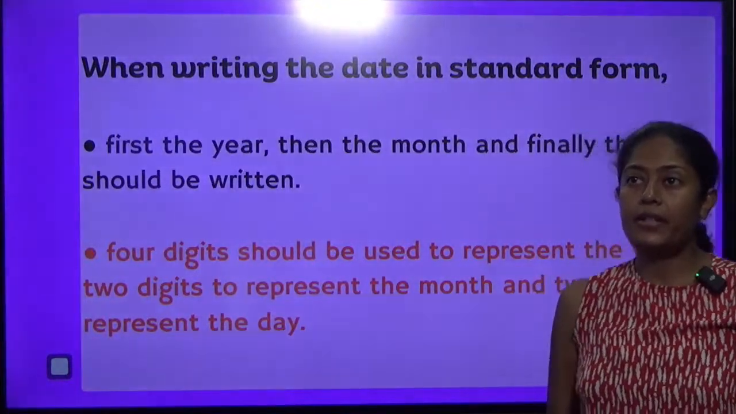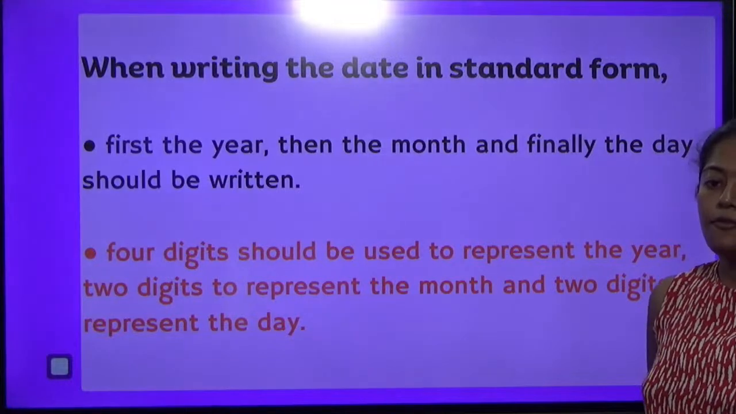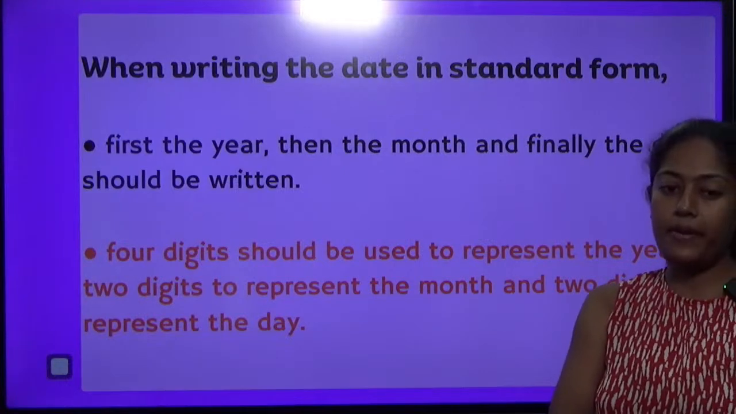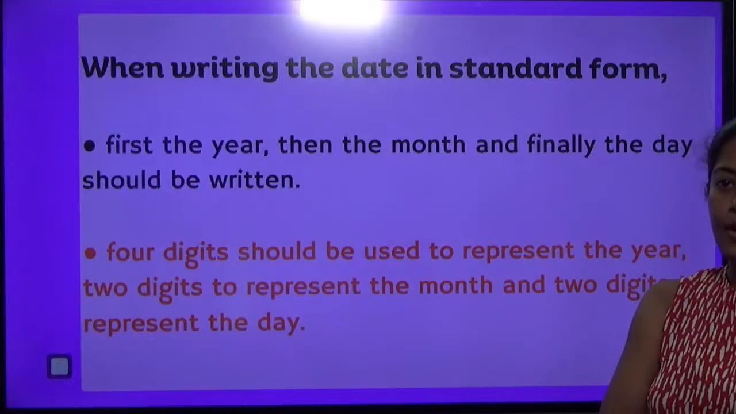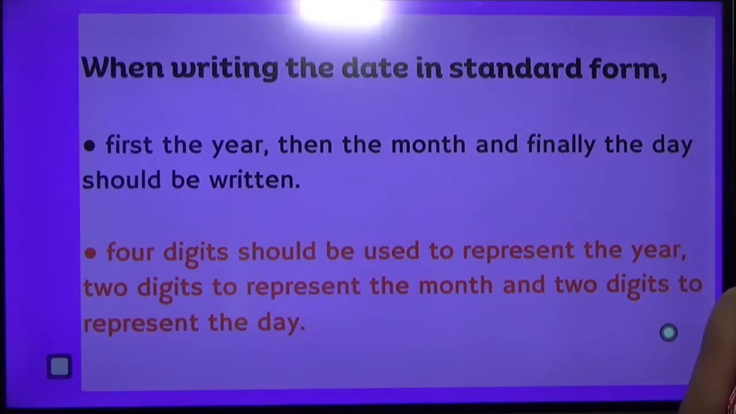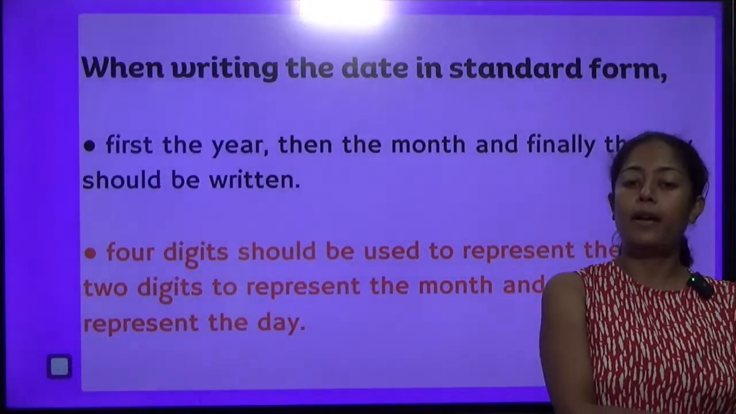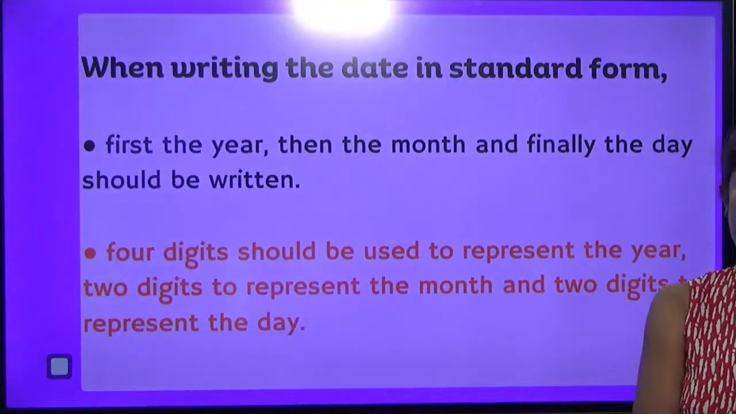We'll see, when writing the date in standard form, first the year, then the month, and finally the day should be written. Think, today's date, how can we write it? Next one, read: 4 digits should be used to represent the year, 2 digits to represent the month, and 2 digits to represent the day. Got the idea? First you have to write the year, then the month, finally you have to write the what? Day. Right?